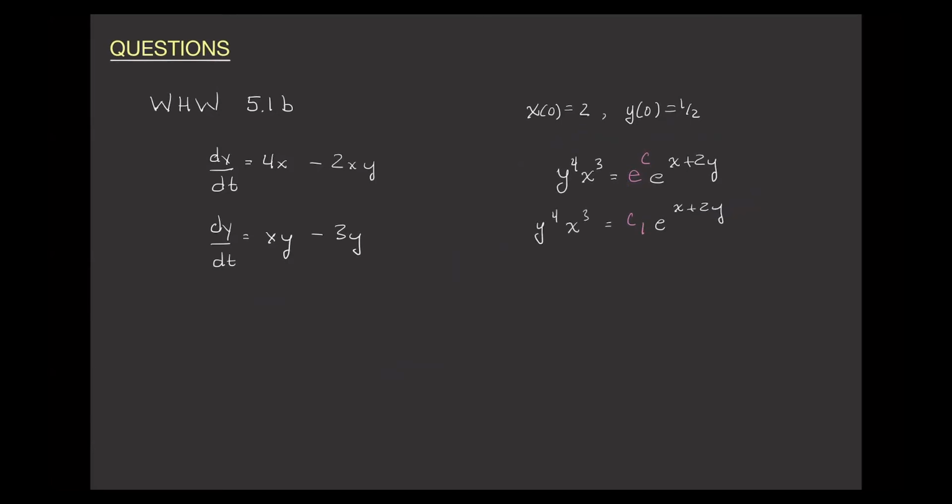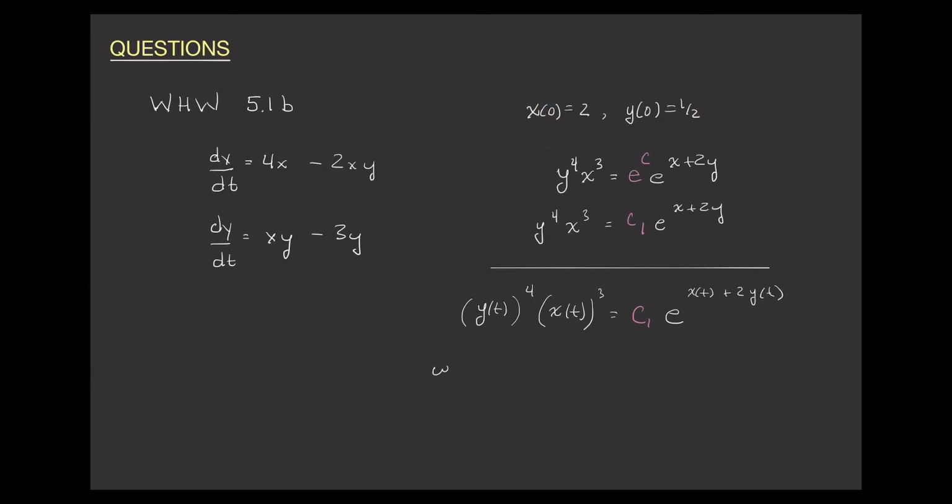And at this point, all you're doing is substituting in. Now, you don't actually substitute in 0, because what you're saying in effect here is this is the same as y of t to the fourth, x of t to the third is equal to c1 times e to the x of t plus 2y of t. So we've suppressed the notation here. But if you substitute t is equal to 0, x will be 2 and y will be 1/2.